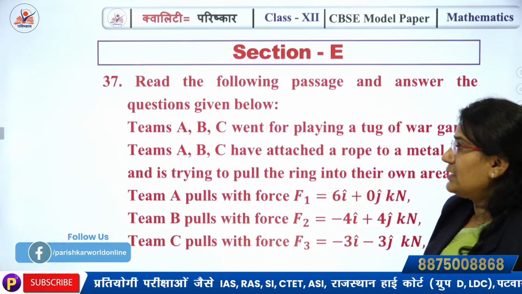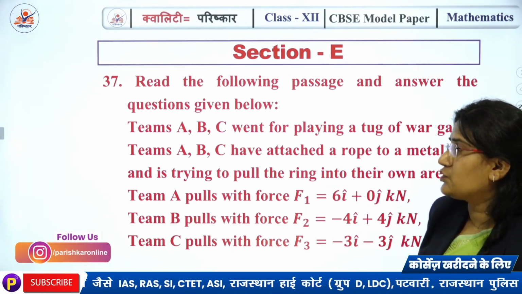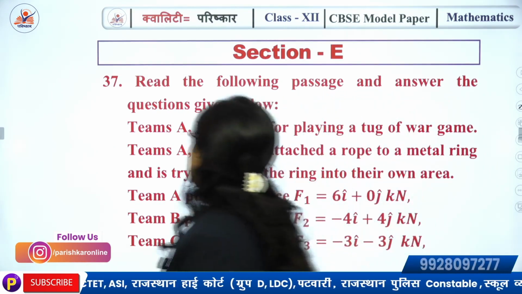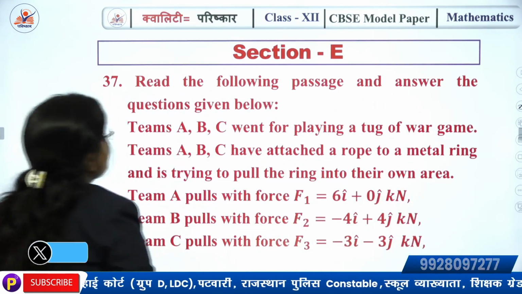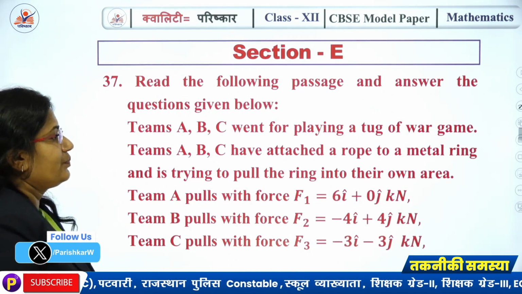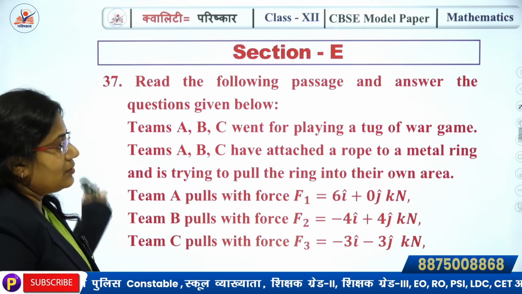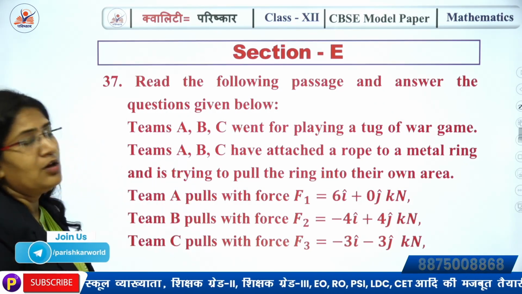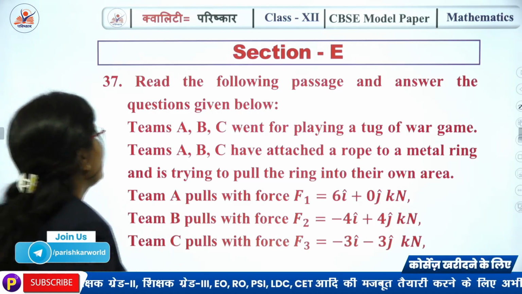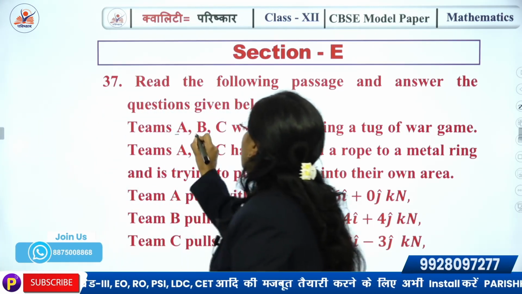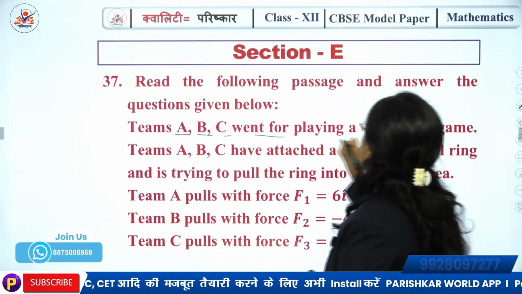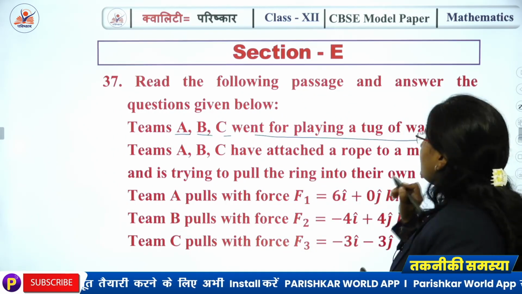Next, come to the next question, second last question of this sample paper. Read the following passage and answer the questions given below. One passage is given to us. First of all, we should read this passage. Teams A, B and C went for playing a tug of war game.